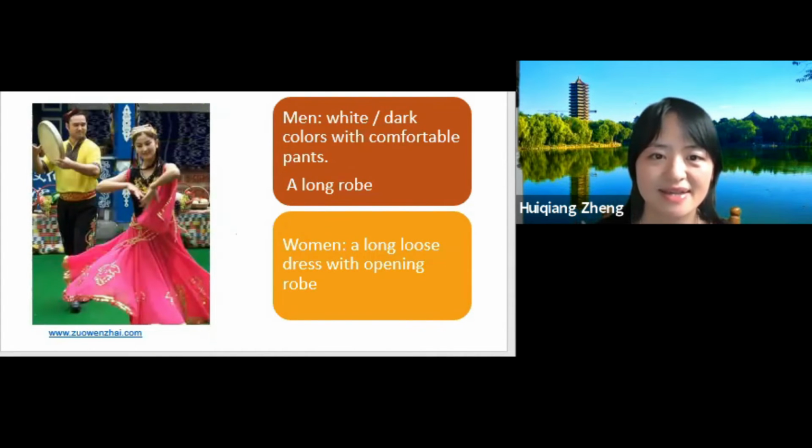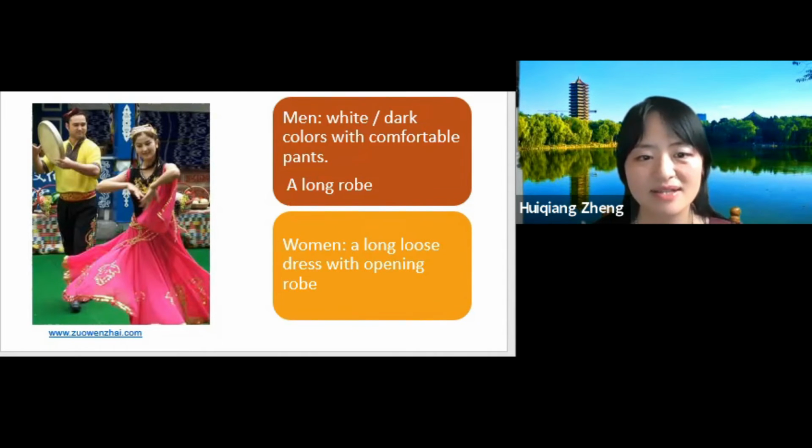And this is a picture that will show you what Xinjiang costume looks like. For men, usually it's white and dark colors with comfortable pants. And the women wear a long loose dress with an opening robe. Women usually wear more vibrant colors and have a more flamboyant style. The opening robe provides them more comfort for dancing.